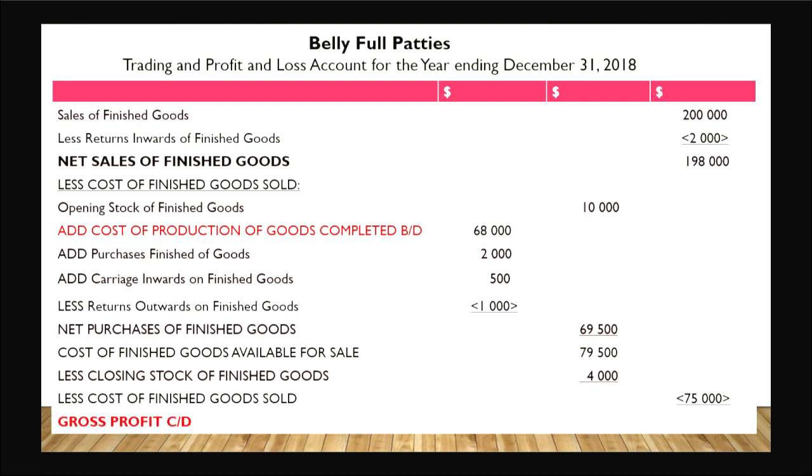We will now less our cost of finished goods sold, which is $75,000, from our net sales, and that will give us our gross profit. The gross profit sum in this case is going to be $122,500. Students, again, in setting out to do a manufacturer's trading account, it is pretty similar to that of doing a sole trader's trading account.